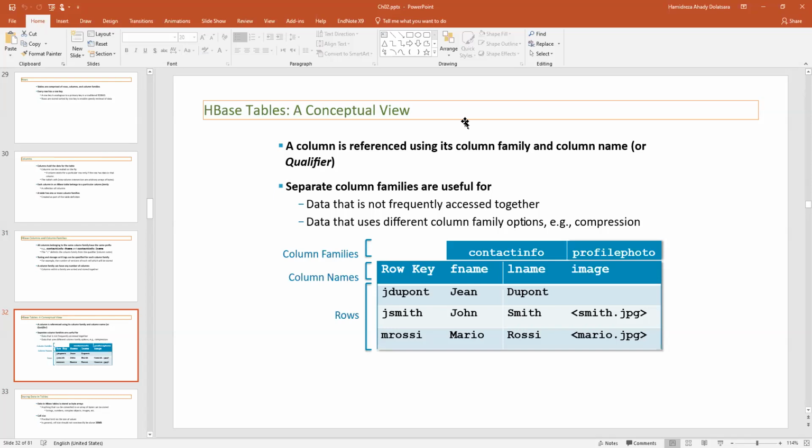We have a family of contact info that has first name and last name. We have a row key that identifies each row. These are unique names. And we have profile photo, which is a new family. One family should have at least one column.